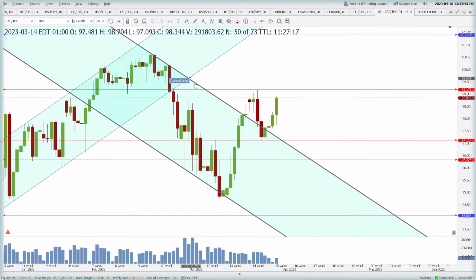CAD JPY, we are buyers in this one. Who is with me here when I say 97.11 is an area of opportunity? Just tell me. Let me know in the chat. Who is with me? Only MJ must be here. If there is anybody else who is looking for the CAD JPY to target 99.17.